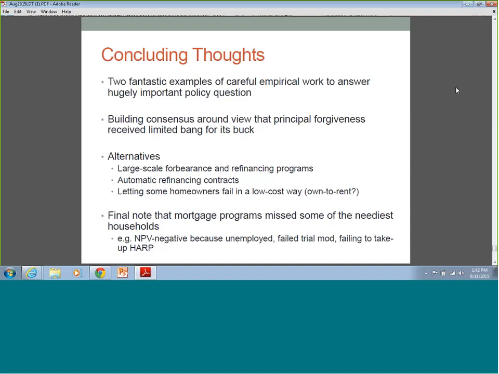And just one final note is that these mortgage programs missed a lot of people. Not just the renters who were affected by the investors who own the property, but also the folks who were NPV negative through these types of waterfall efforts, or the people who failed to reach a permanent modification because they couldn't complete the trial modification. So we're missing a pretty important slice of the population when we're thinking about the impact of simple payment programs as well.